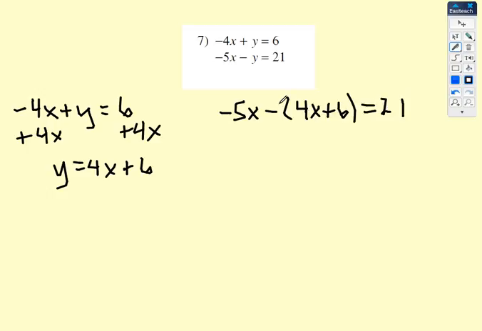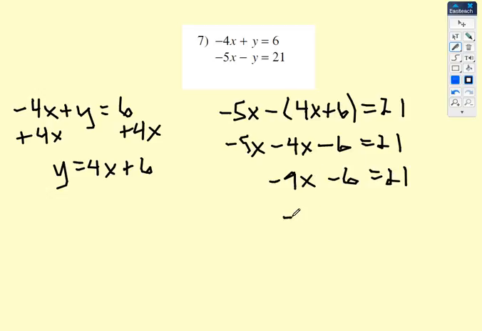Now I need to distribute. You have to realize that that 1 is there. So you're saying minus 1 times 4x plus 6, or plus negative 1. When I distribute, I get negative 5x minus 4x, and negative 1 times 6 is minus 6, or plus negative 6, equals 21. This is negative 9x when you combine those, minus 6 equals 21. Add 6 to both sides, and negative 9x equals 27. So x equals negative 3.